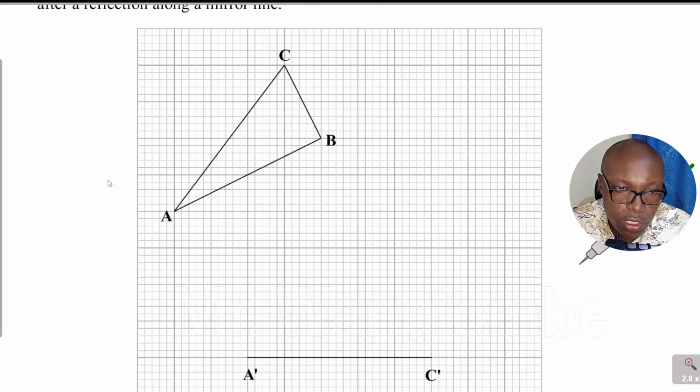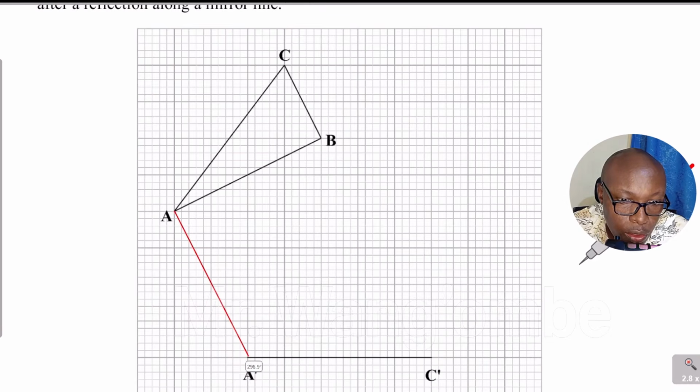So I'm going to use A and A prime. You can also decide to use C and C prime. One is the object, the other one is the image. So I'll start by joining A to A prime. The object is A, the image is A prime. So the mirror line should pass exactly between A and A prime, and it should be perpendicular to that line.